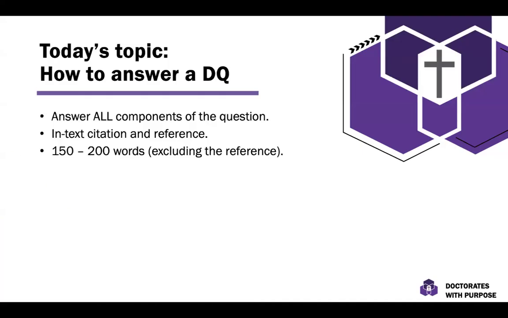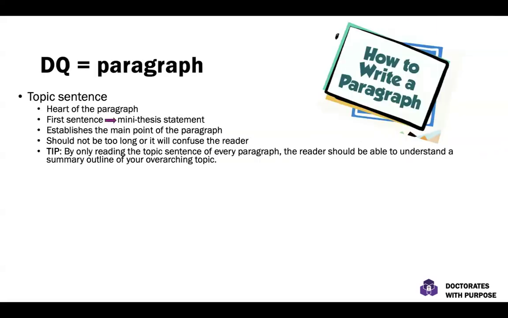If we start off with looking at how to answer a DQ, it's really important to answer all of the components of the question, to add in some kind of in-text citation and reference, and then that 150 to 200 word limit is what we're searching for, which is actually good practice for paragraph writing in general. When we think about a DQ, it really is just a paragraph.